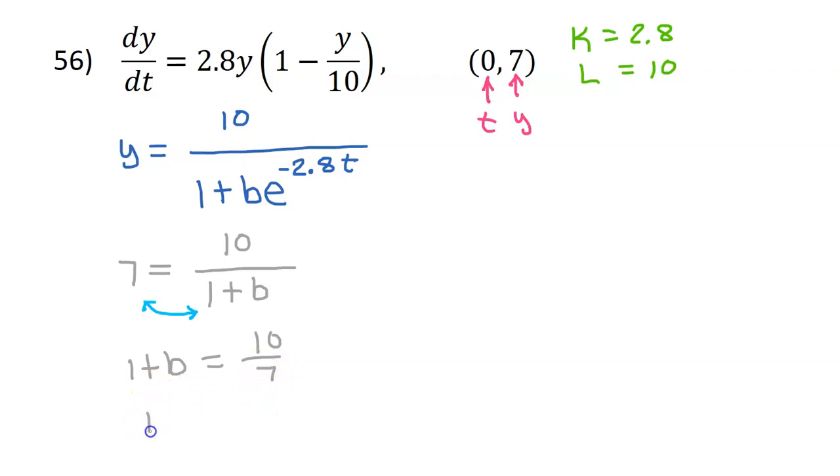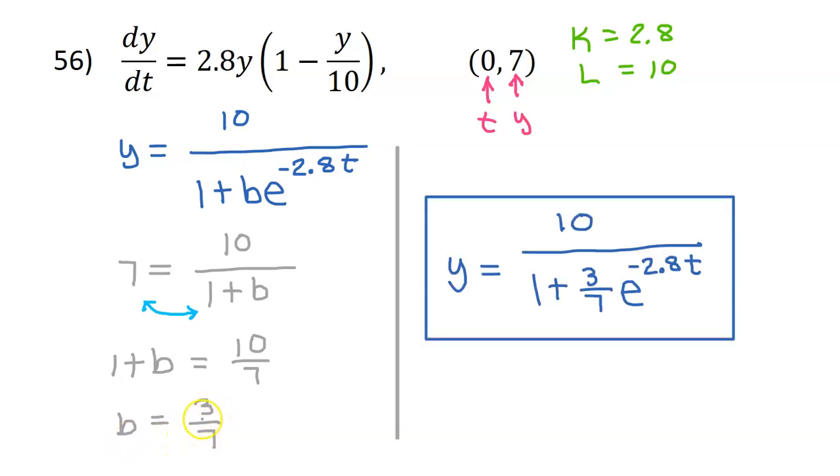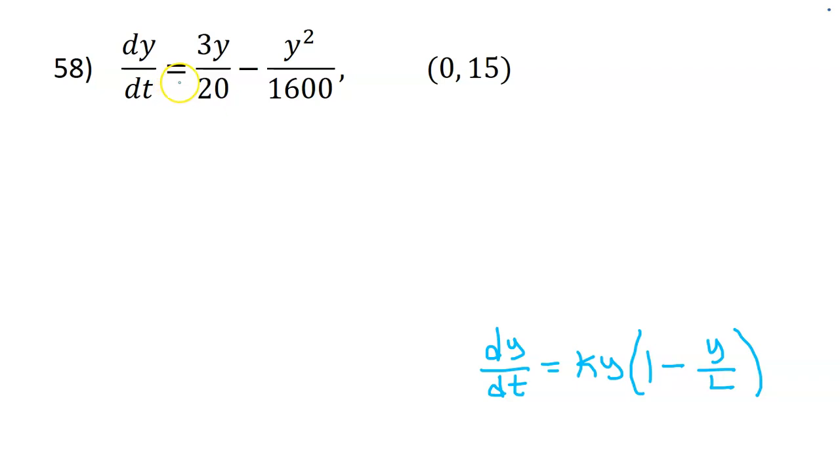Subtracting 1 from both sides, we have b is equal to 10 over 7 minus 1. But instead of 1, I'm going to put 7 over 7. So b is equal to 3 over 7. Substituting 3 over 7 in for b gives us the final answer. Number 58. To make this differential equation match the memorized model, we need to factor out 3y over 20.